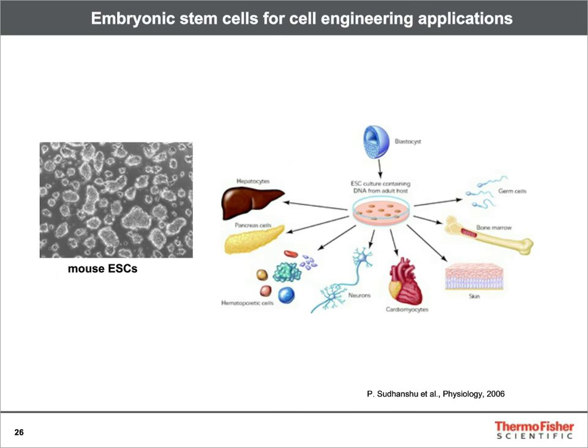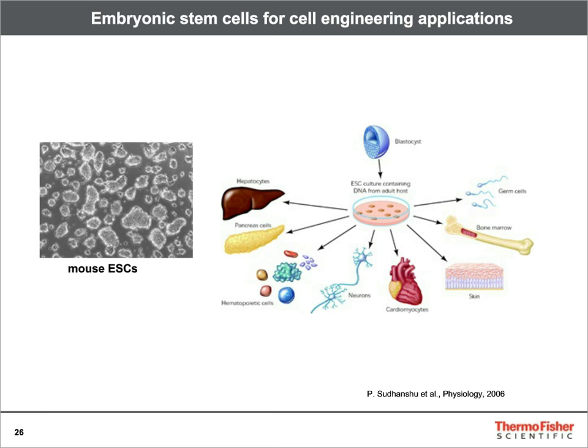ESCs are pluripotent and are derived from blastocyst. They can virtually give rise to all the cell types for a given organism, for example, neurons, cardiomyocytes, skin, bone, etc., as you can see in the right picture. The picture to your left is mouse ESC, which can grow either on feeder or in feeder-free condition. Establishment of mouse ESC from mouse embryo was accomplished by Evans and Kaufman in 1981, which revolutionized the field of mouse genetics. There are several advantages of mouse ESC.